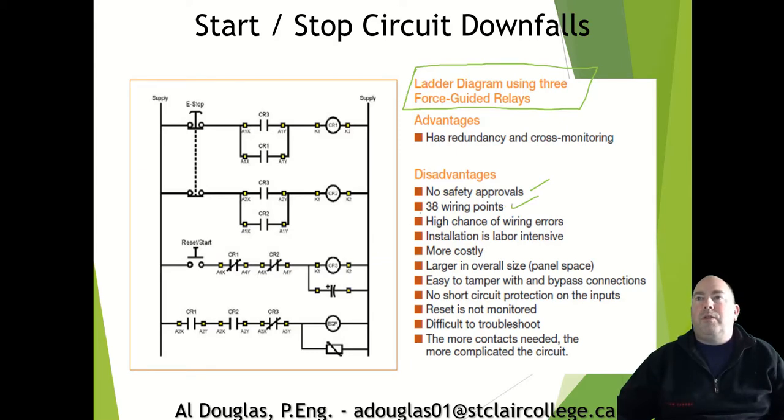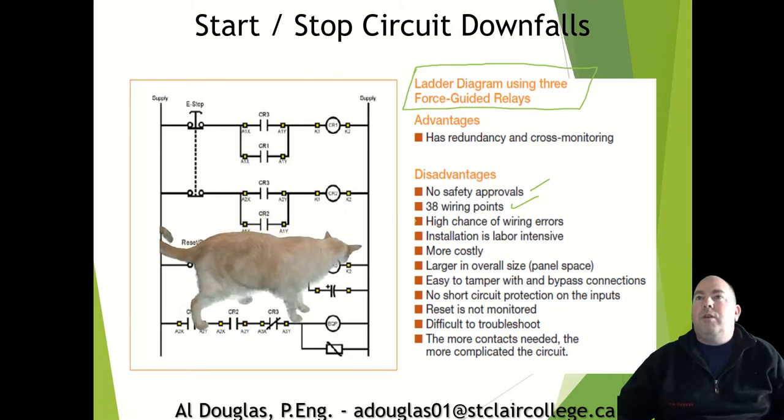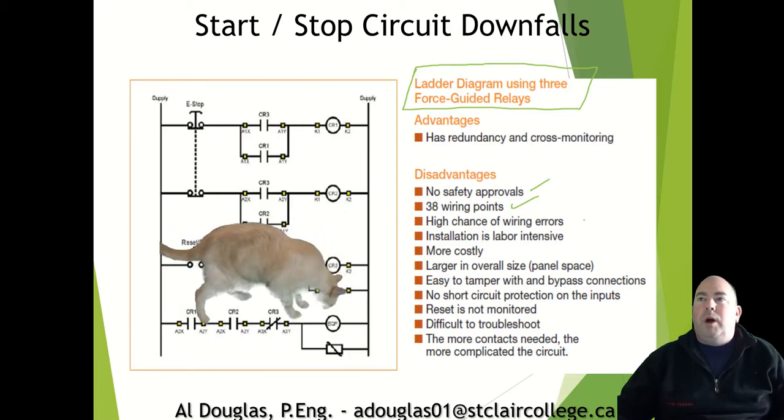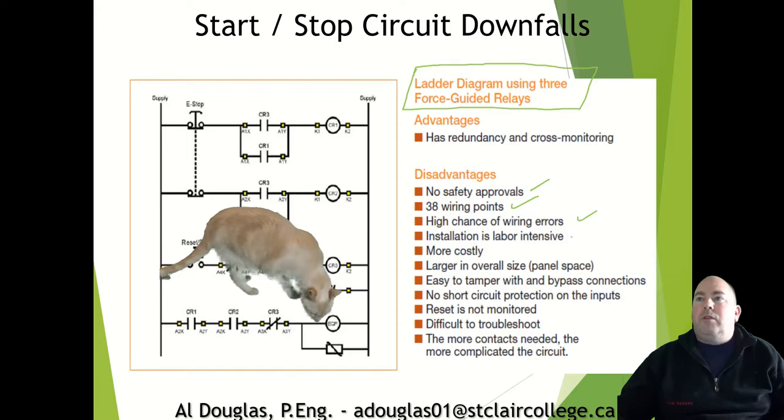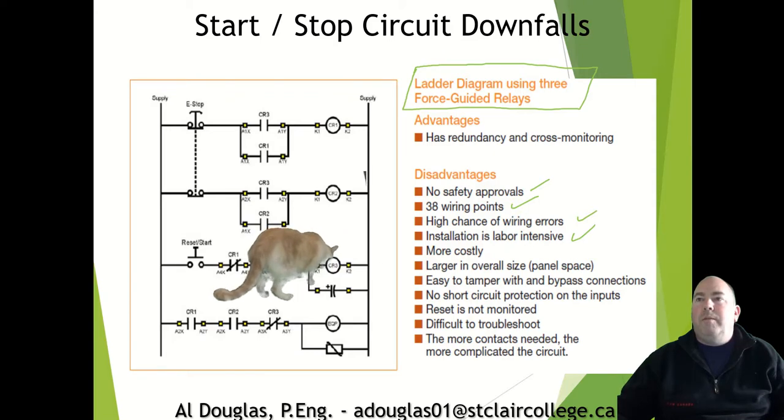This lists out 38 individual wiring points if you were to try to wire this together yourself. So there's a lot of potential for wiring errors. It's a lot of labor to actually install this. We're talking about 3 separate relays, where before we only had 1. You have more cost, more panel space. Fairly easy to bypass this. You could actually just put some jumpers in here still. You could just completely jumper that out if you wanted.